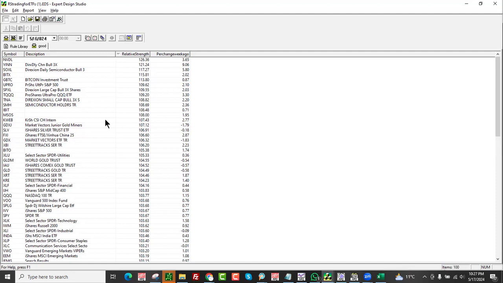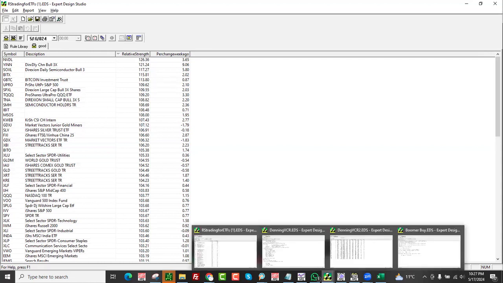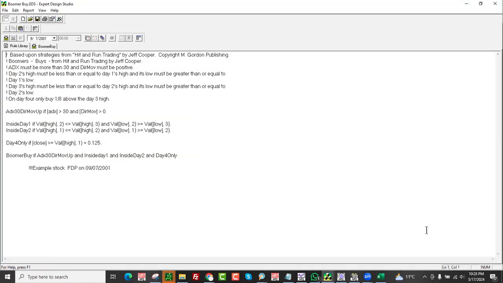So let's see. We are moving into more of Expert Design Studio. There are a couple of strategies out there that we've tried and looked at recently that have been working for stocks. And there are a couple of strategies from a long time ago that I still like a lot, and I still use on occasion. One of those is from Jeff Cooper's Hit and Run Trading. This strategy was called Boomer Buy, and it's out there. It's pretty much available. This was something he built some time ago, maybe 30 years ago, 25 years ago at least, and it's a great straightforward strategy using ADX, and there's also what we call inside days built into there.